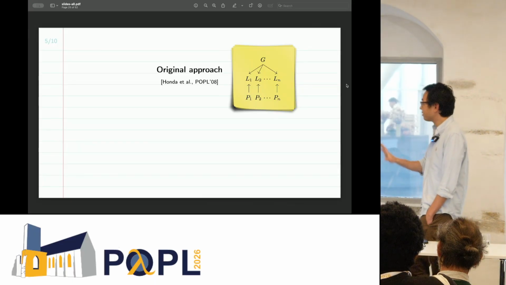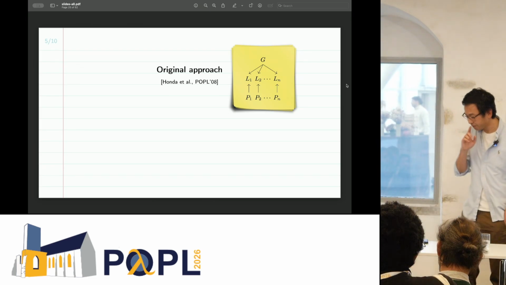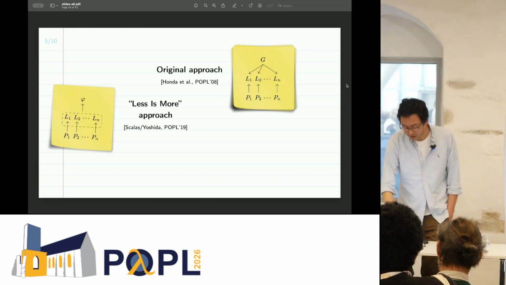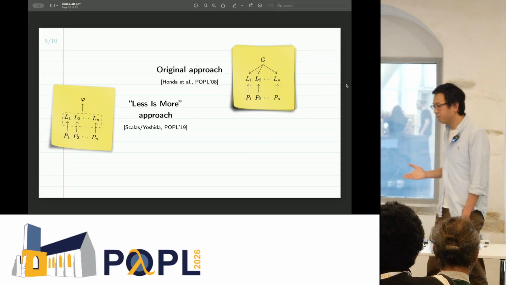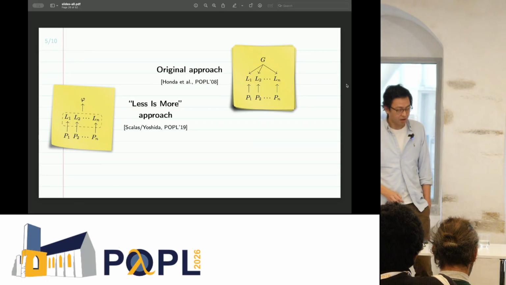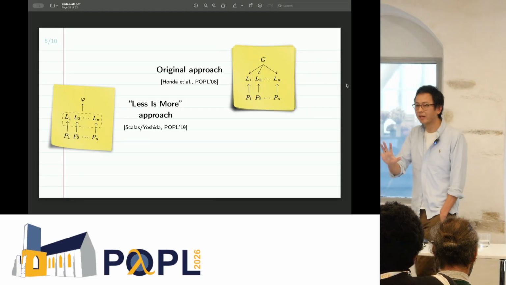We have this original approach from 2008, which is basically what I've been talking about so far. And then 7 years ago, we have this observation by Scalas and Yoshida that says, yeah, okay, but this phi property is not really entailed by projection. And so what they do in their paper, they also propose an alternative approach that fixes this situation.